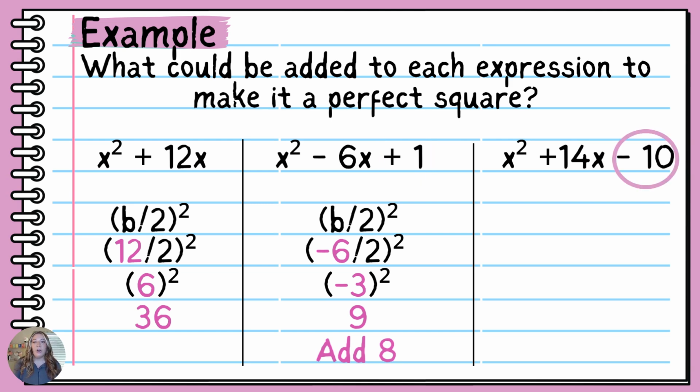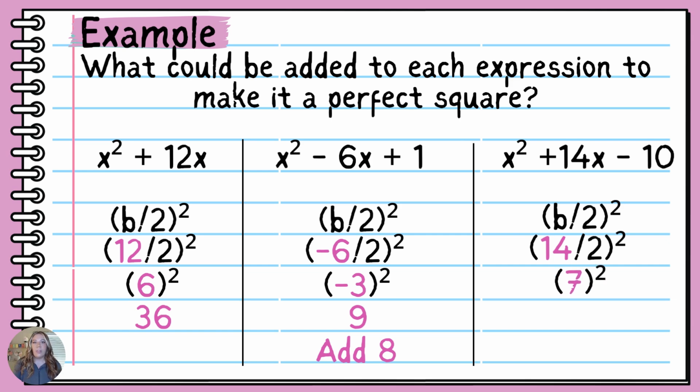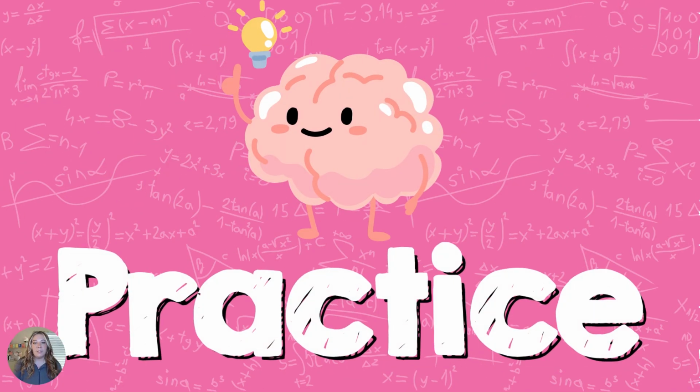Now in the next example, it also has a constant term of -10 already, so we'll still find the value, and then we'll take into account that -10 at the end. So half of b in our case would be half of 14, which would give us 7, and if we square that, we get 49. So we want to add 49, but it already has a -10. So we're going to have to add 59 so that when we subtract the 10 that's there, we'll get the 49 that we need. Let's look at some practice problems.